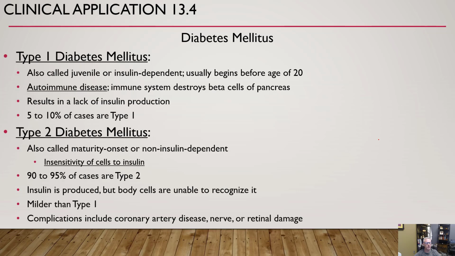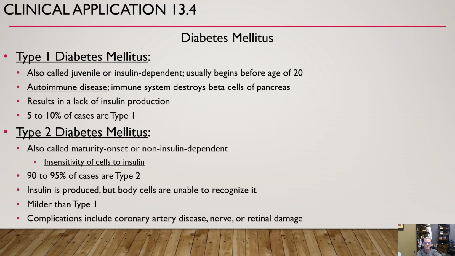All right, so we know that there's type 1 and type 2 diabetes. Type 1 diabetes is basically insulin dependent diabetes. Usually we see this before 20 years of age for onset. It is an autoimmune disease where the beta cells of the pancreas are destroyed, and that we typically have a lack of insulin production.